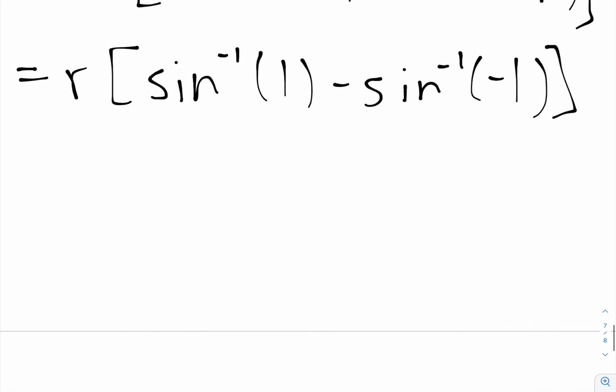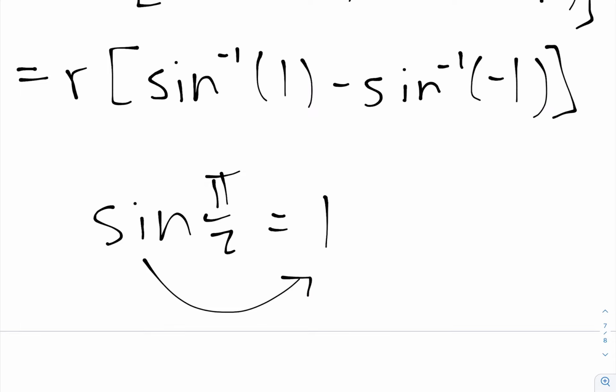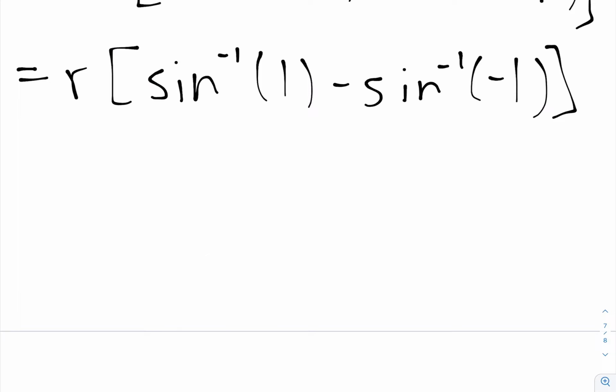Okay, well, sine of pi over 2, that's 1. So that must mean the inverse sine of 1 is pi over 2. So if we take the inverse sine of 1, we're just going to get the inside of this. That's what the inverse sine is really doing. It's kind of going backwards.